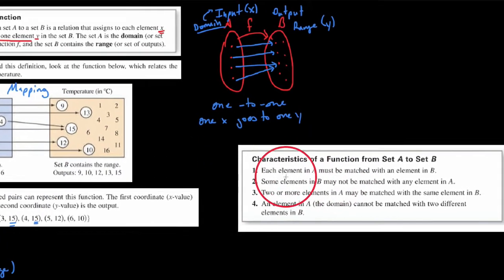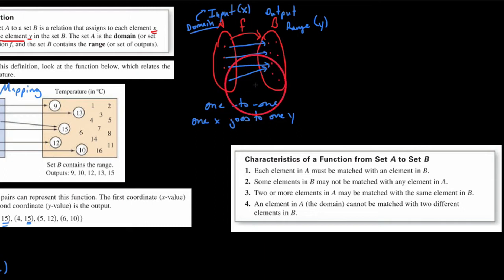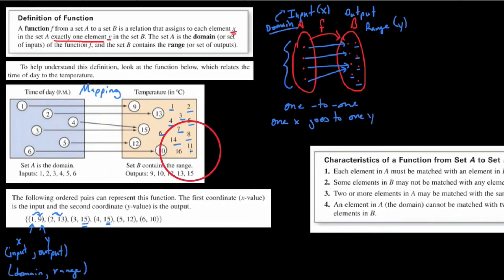So the characteristics of a function from set A to B, just to throw these out there: the first one is this: each element in A has to be matched with an element in B. So that means that all of these have to be used, and they all have to be matched with something in set B. It can't be a non-mapping situation. For part 2 here, we say that some elements in B may not be matched with an element in A. So what I can point out here is this: we had some elements up here, like this one, this one here, or this one, or this one, that did not get used. And that's an okay thing for all of these elements not to get used, as long as all the elements in set A did get used.